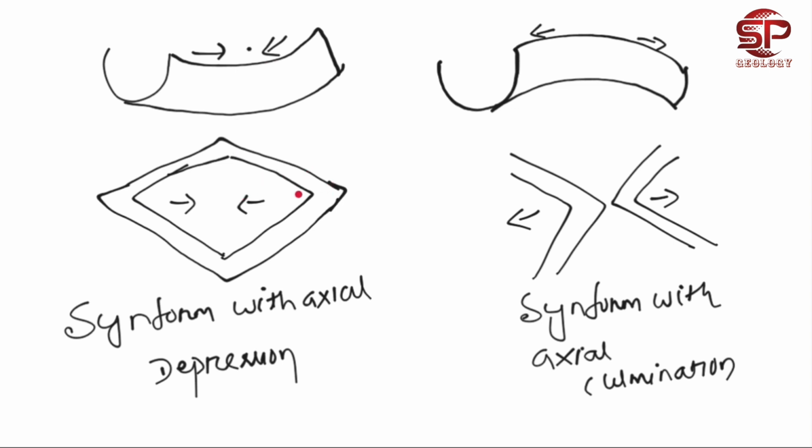So they will produce a structure like this. So this is called a diamond outcrop. This is called hourglass outcrop.